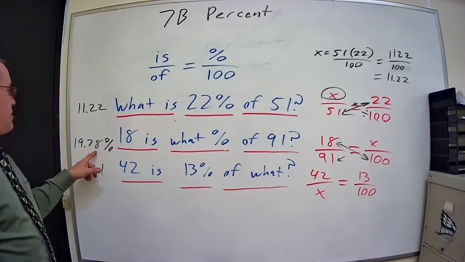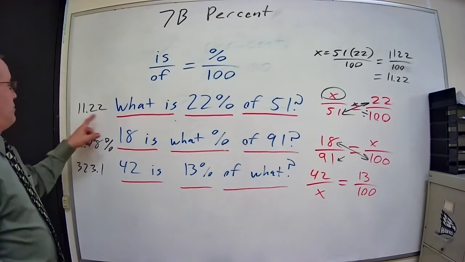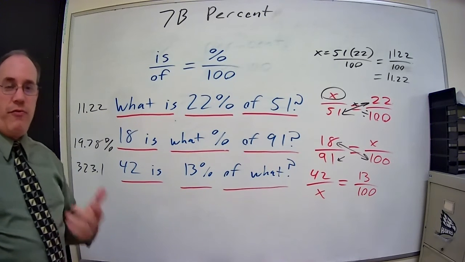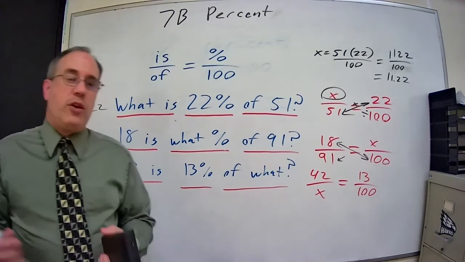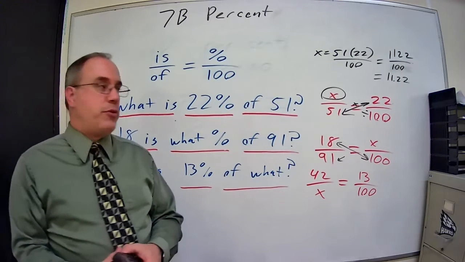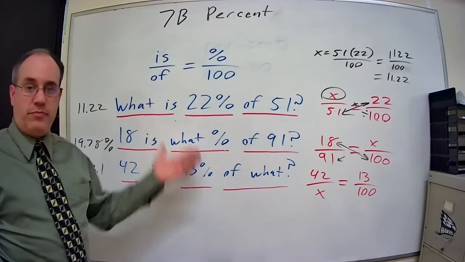18 is 19.78% of 91. 11.22 is 22% of 51. So every question that we deal with in regards to percents can be put into this pattern.